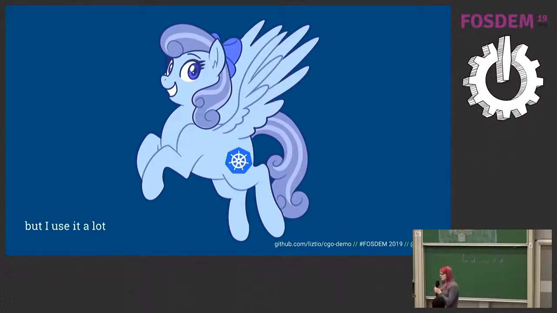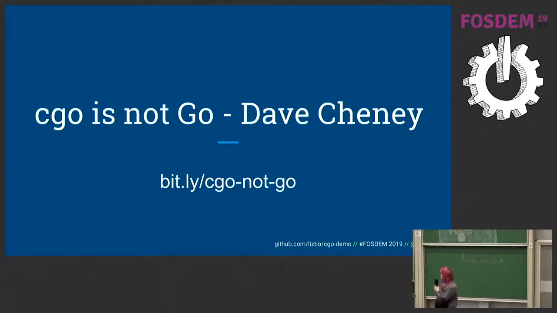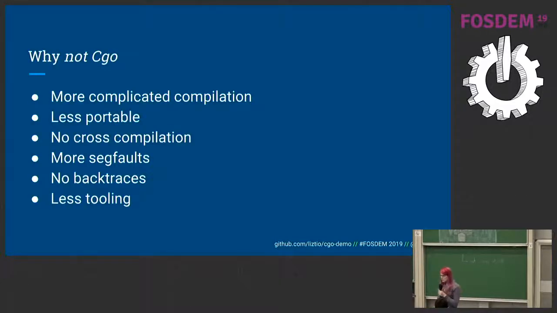And this is the most important part of this talk. Why not Cgo? I'm going to channel my coworker Dave Cheney. He has a very good talk. Cgo is not Go. Just go ahead and Google it. But to summarize, it makes compilation more complicated, less portable, no cross-compilation, more seg faults, no backtraces, less tooling. It's a mess. It's going to be very difficult to debug when it goes wrong, and it's going to.